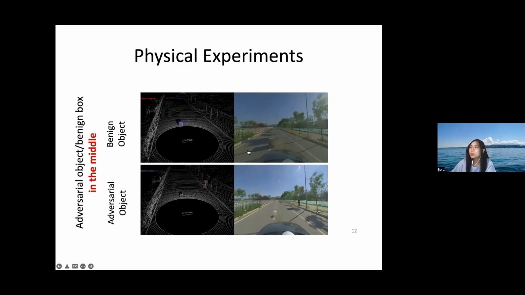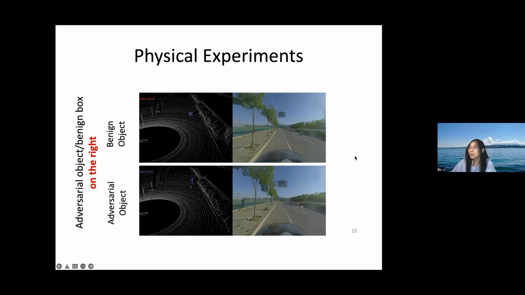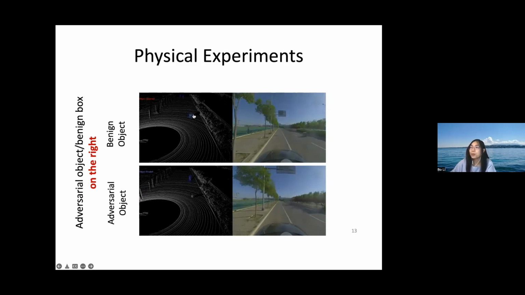And I will not go into detail about the attack algorithms. If you are interested, we can discuss, because I want to save some time for the defense. But these are interesting examples I want to show and share together. And similarly, we can put the object on the side rather than in front of the car. And still, you can never recognize this adversarial object. But as a control experiment, you can always recognize this green box clearly. So this is very interesting against both camera and LiDAR.